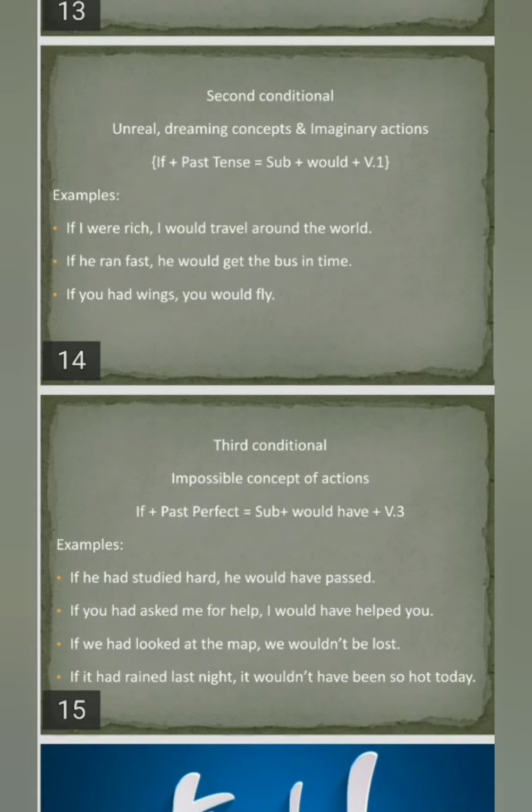So these are all the if conditionals, and there are four conditionals with the rules and examples. I hope you can understand what if conditionals mean.